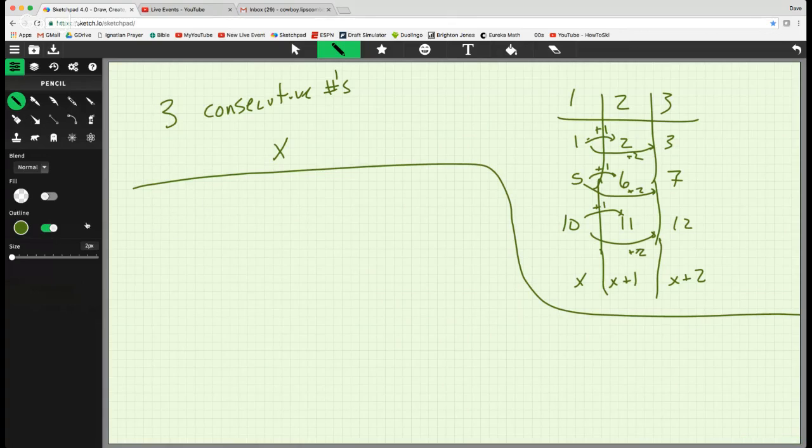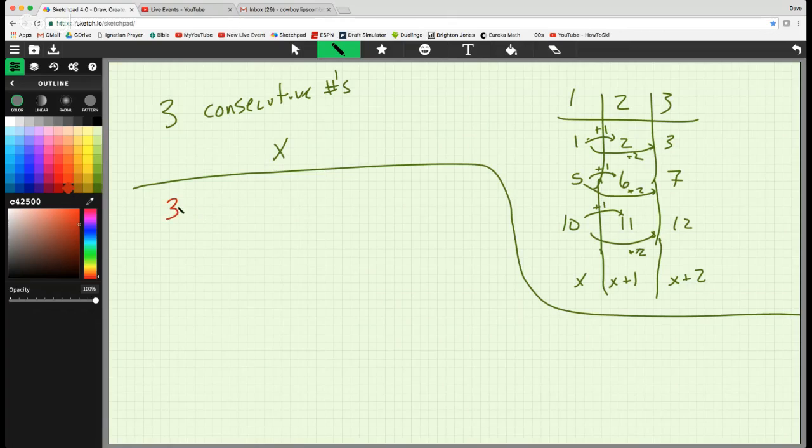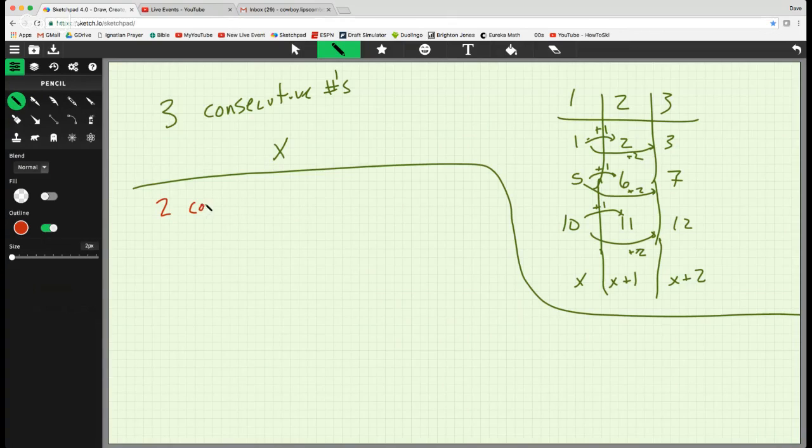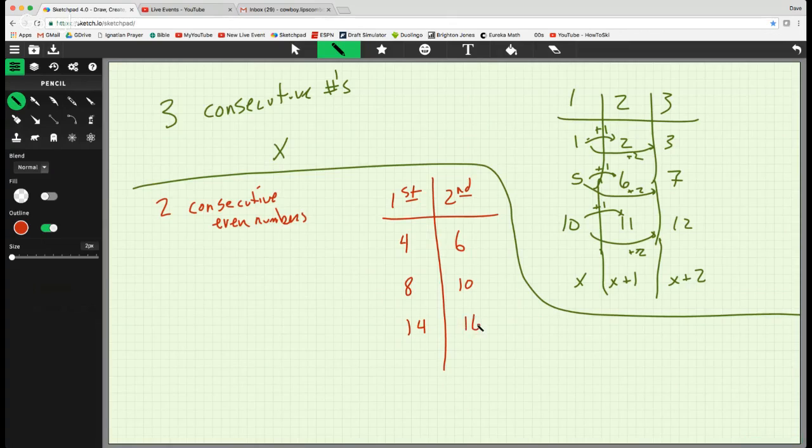Let's look at another example. Let's talk about 2 consecutive even numbers. Well, let's look at what our chart has to look like. So this would be our first, and this would be our second. If I start with an even number of 4, my next consecutive even number is 6. Right? It's not 5. 5 is odd. If I go 8, I go to 10. If I have 14, I go to 16. So the question is what if I have x? What do I go to?